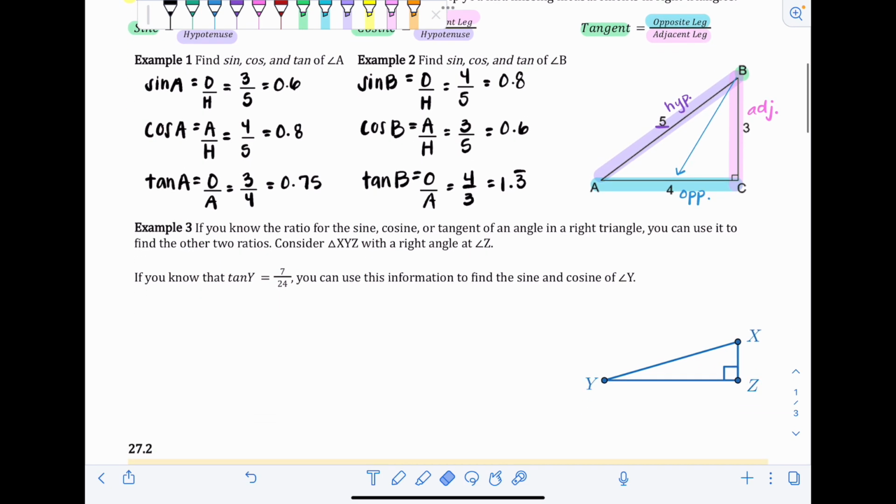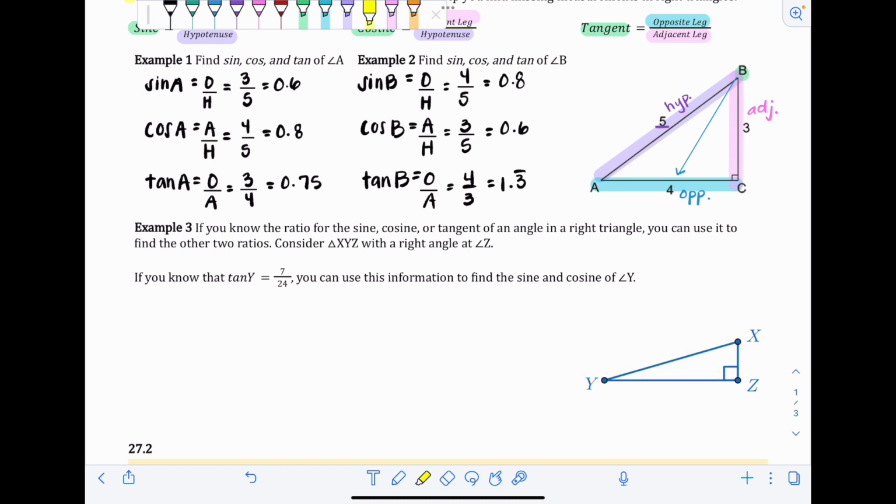Okay, so example 3. If you know the ratio for the sine, cosine, and tangent of an angle in a right triangle, you can use it to find the other two ratios. Consider triangle XYZ, that is the one that's down here, with the right angle at angle Z. So if you know that tangent of y is equal to 7 over 24, you can use that information to find sine and cosine of angle y, so that's exactly what we're going to do.